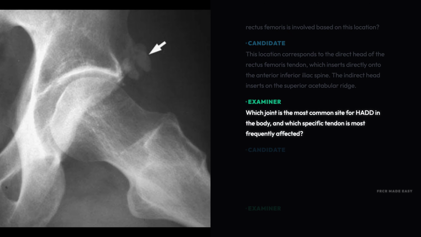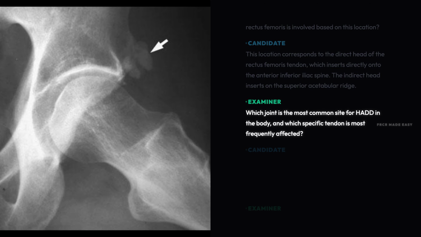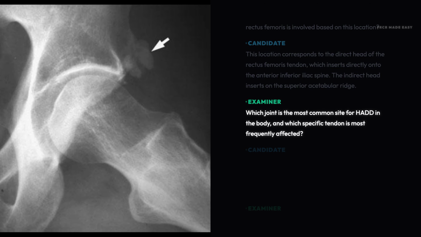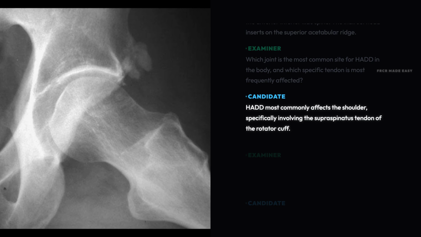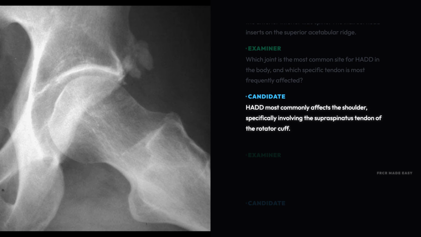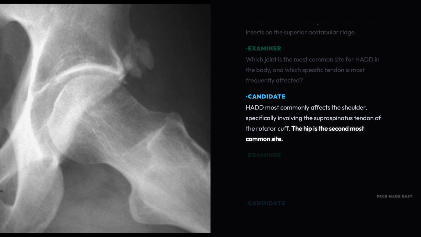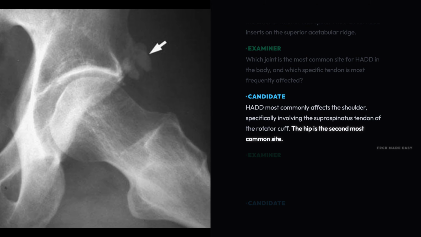Which joint is the most common site for HADD in the body, and which specific tendon is most frequently affected? HADD most commonly affects the shoulder, specifically involving the supraspinatus tendon of the rotator cuff. The hip is the second most common site.